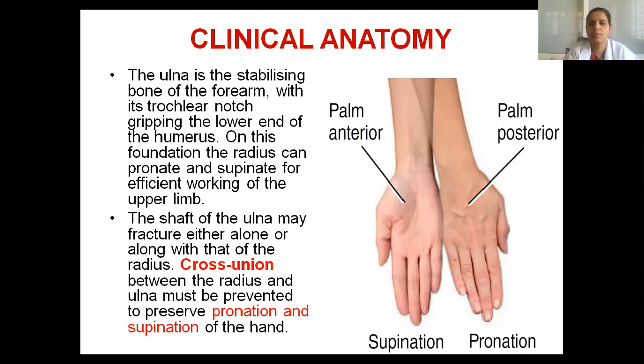There is a common, easy terminology for us to remember: beggars supinate and kings pronate. Pronation is this, supination is this. Palm facing forwards is supination, palm facing backwards is pronation. This is performed by the union of the radius and ulna. Suppose there is a fracture, sometimes the radius bone gets attached to the ulna, and the ulna bone gets attached to the radius. That is called cross union.